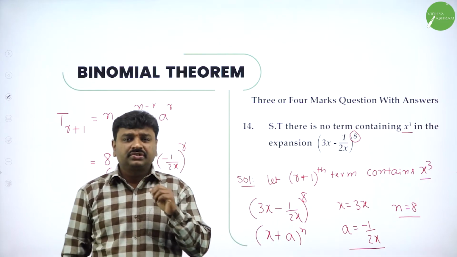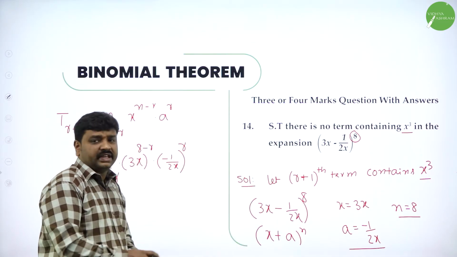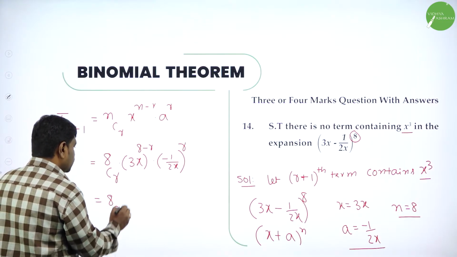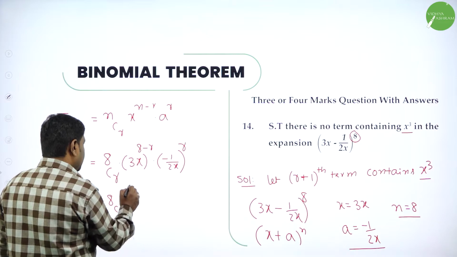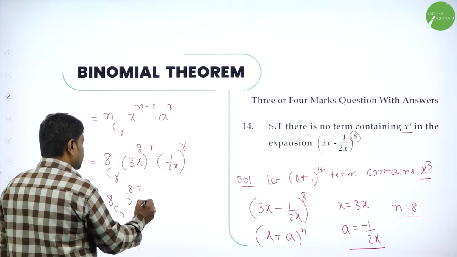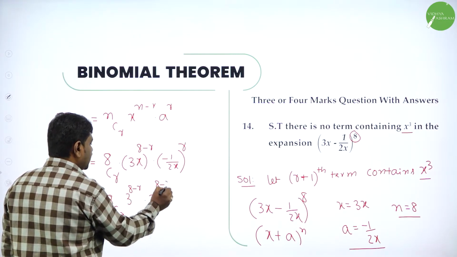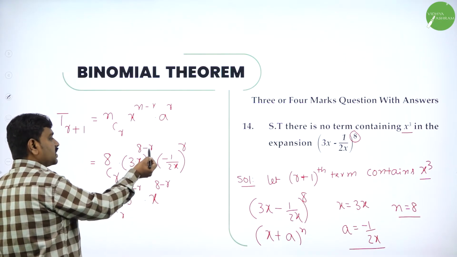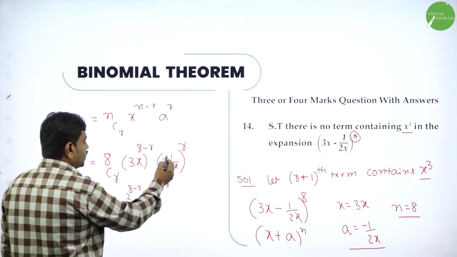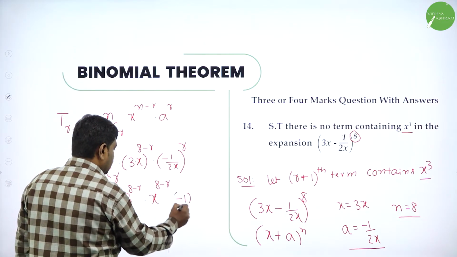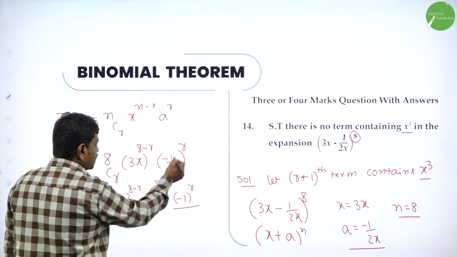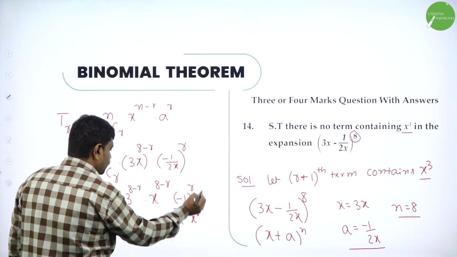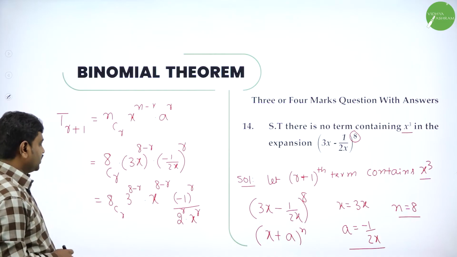So now, dear students, what should you do? Separate x power n. So 8Cr, let it be grouped. Now 3 power 8 minus r, and then you take x power 8 minus r. This 8 minus r belongs to both: 8 minus r is the power for 3, and 8 minus r is the power for x. Take it inside. Then minus 1 power r divided by, this r goes to the denominator, 2 also will have power r and x also will have power r. Now further we need to simplify this.